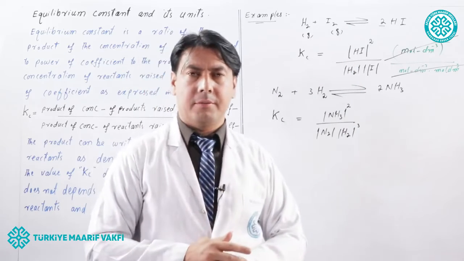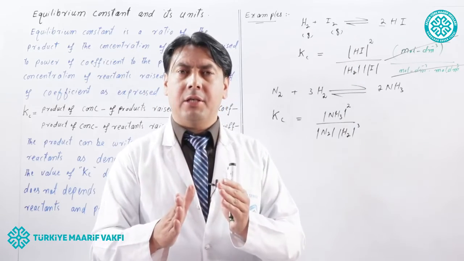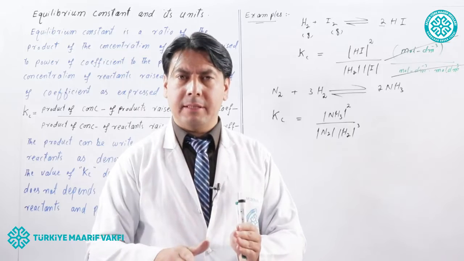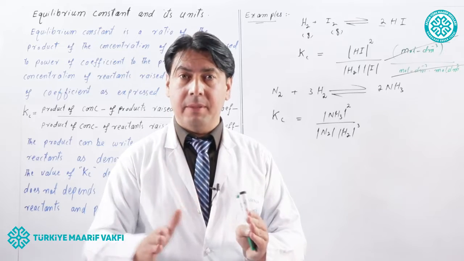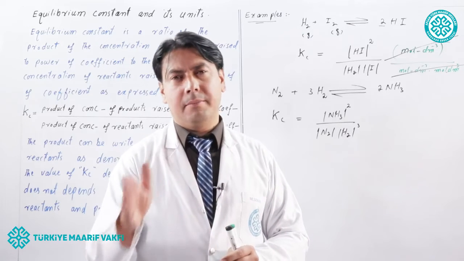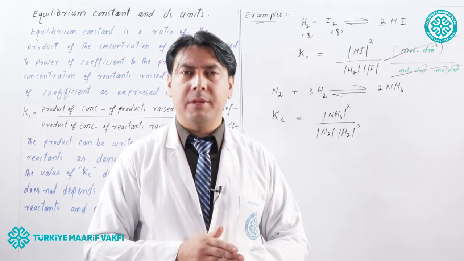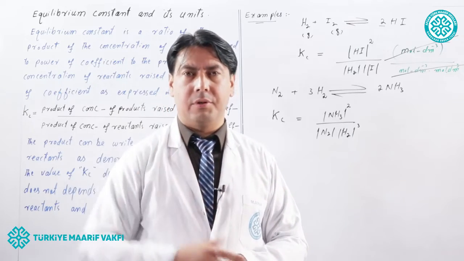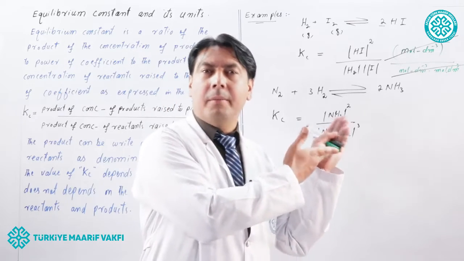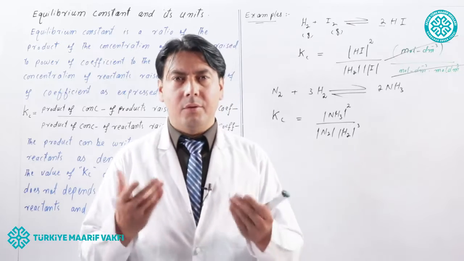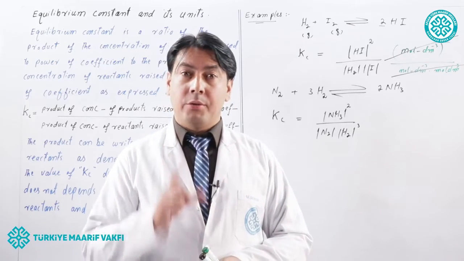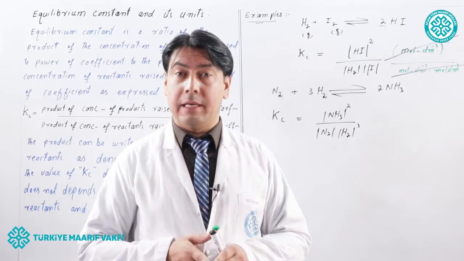So they can be cancelled with each other because 2 moles are in the reactants and 2 moles are in the products. So mole per decimeter cube multiplied by mole per decimeter cube divided by mole per decimeter cube and mole per decimeter cube. So they will be cancelled out. So what will be the unit of Kc here? No unit.